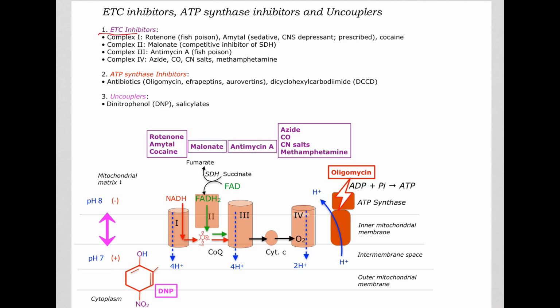So besides the ETC inhibitors, we also have the ATP synthase inhibitors, chemicals that inhibit this enzyme ATP synthase. And examples are the antibiotics oligomycin, efrapeptins, aurovertins, as well as the synthetic chemical DCCD. And finally, we have the uncouplers. These are chemicals such as dinitrophenol and salicylate. So these are chemicals that uncouple oxidative phosphorylation from the electron transport chain.